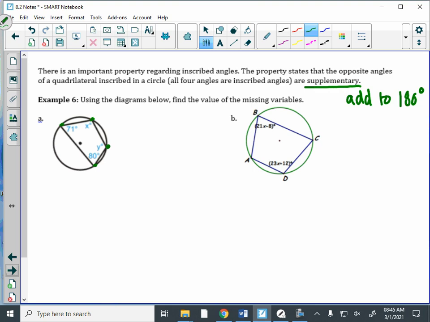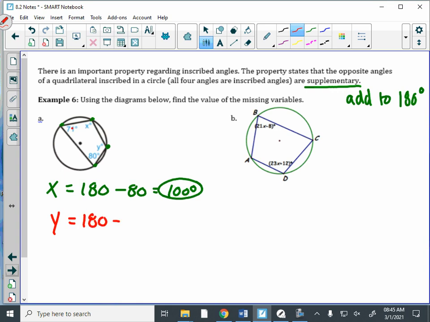So we look at this diagram here. X is across from which angle? What's opposite of X? 80, right? So to find X, all we have to do is just do 180 minus 80, and we get 100. So X is 100 degrees. To find Y, what angle is across from Y? 71. So to get Y, just do 180 minus 71. And it gives us 109 degrees.